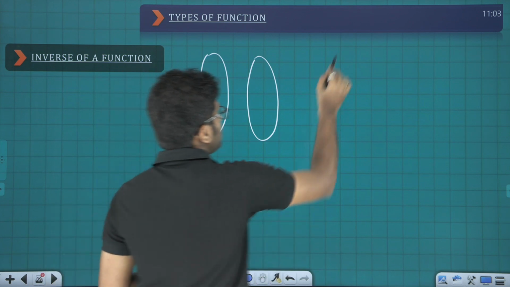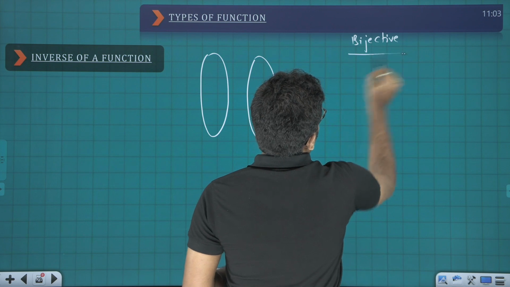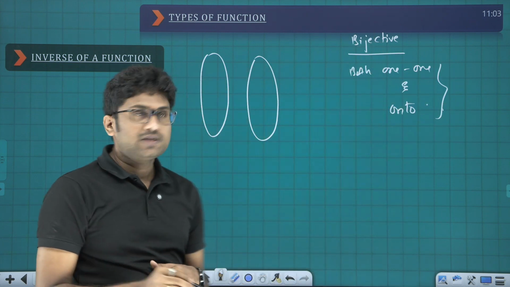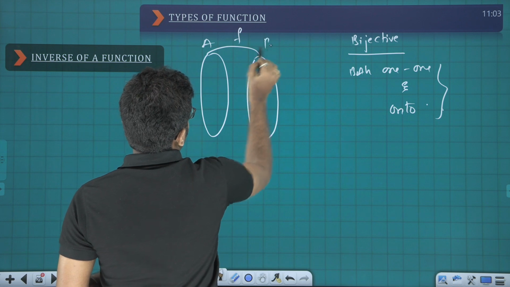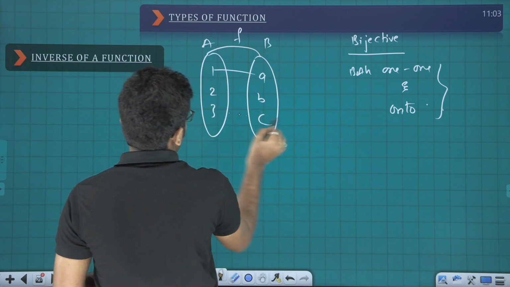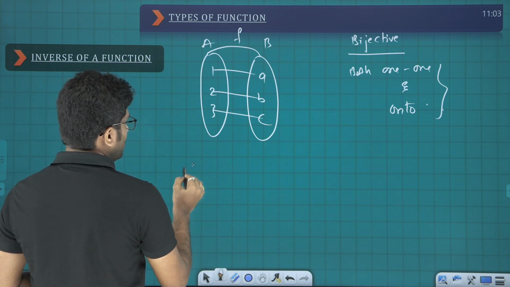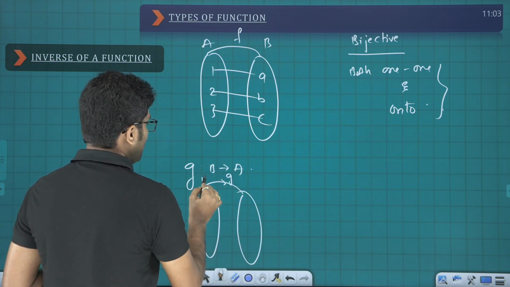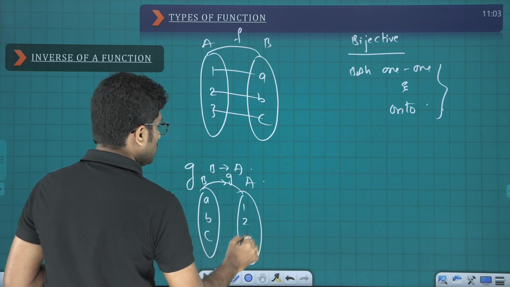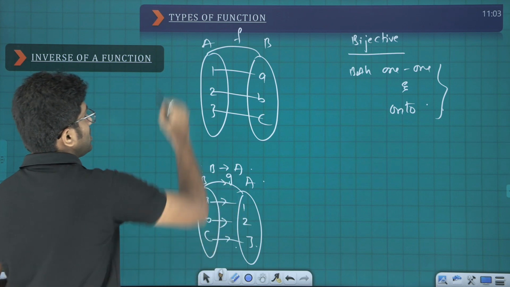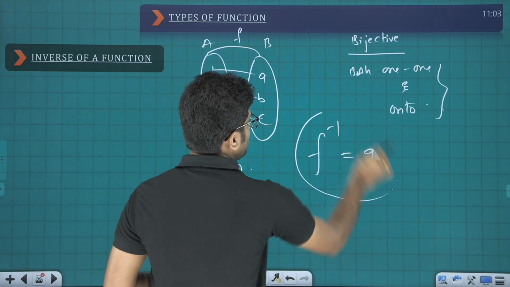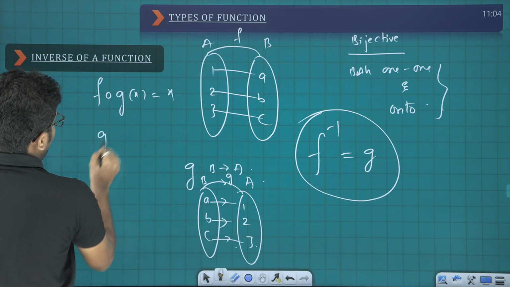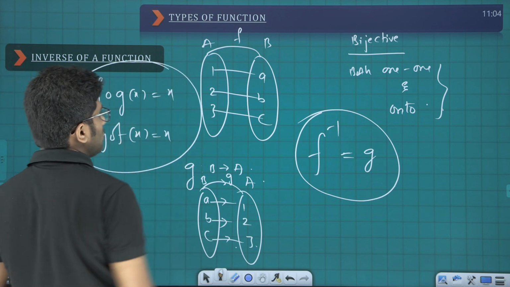What do you mean by bijective? Bijective means if a function is both one-one and onto, then it is bijective. So imagine that f mapping from a to b is bijective, friends. Then there exists a function g mapping from b to a, such that a, b, c map to 1, 2, 3 as a to 1, b to 2, c to 3. This function is called the inverse of the given function. F inverse is equal to g. And if f and g are inverse to each other, friends, f circle g of x is equal to x, and g circle f of x is also equal to x. These two are the most important conditions.